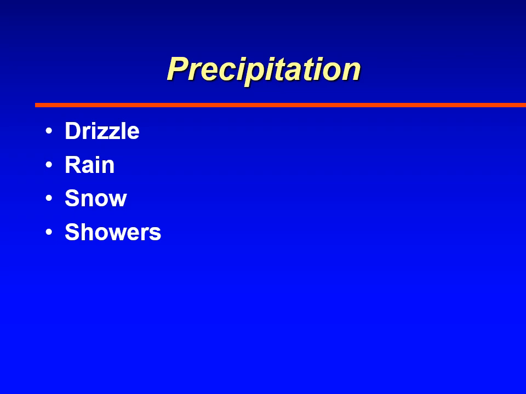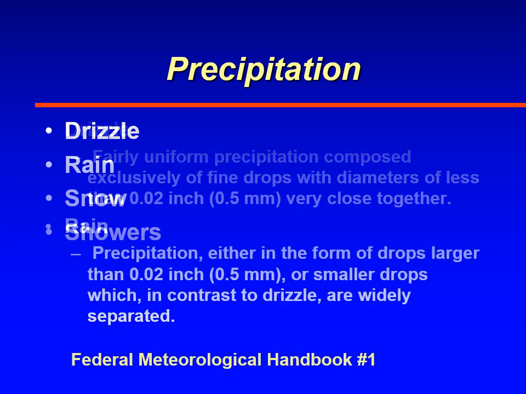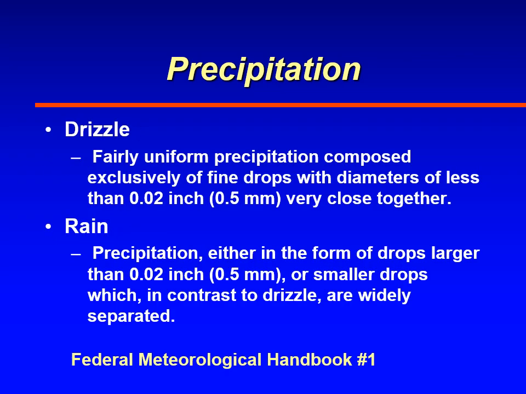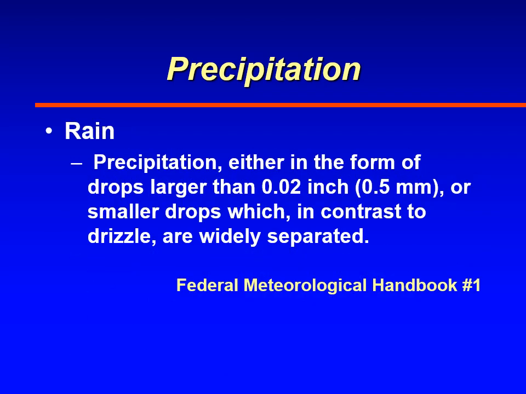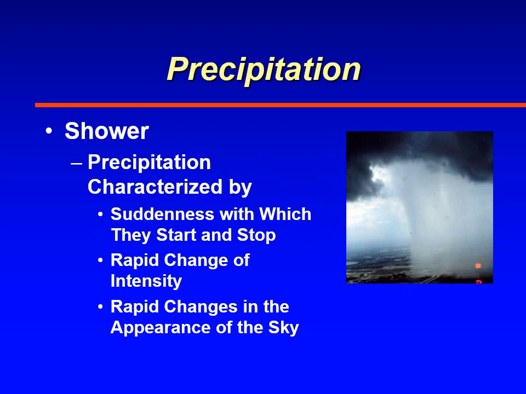And then precipitation can reduce visibility. Here are the definitions of drizzle and rain. Drizzle is just small droplets that are very close together. Rain is bigger droplets that are more spaced apart. Rain is bigger drops, bigger than drizzle. Showers are precipitation that starts and stops with rapid intensity or starts and stops very quickly. You can have snow showers, rain showers, a lot of different kinds of showers.